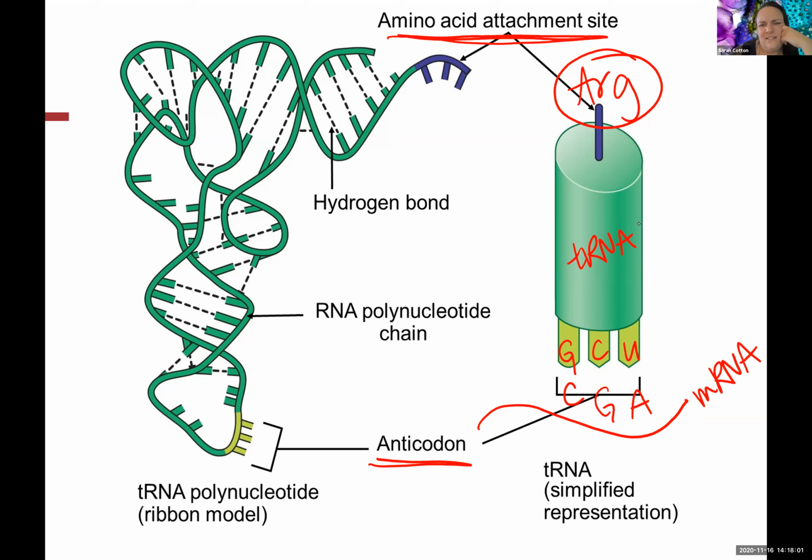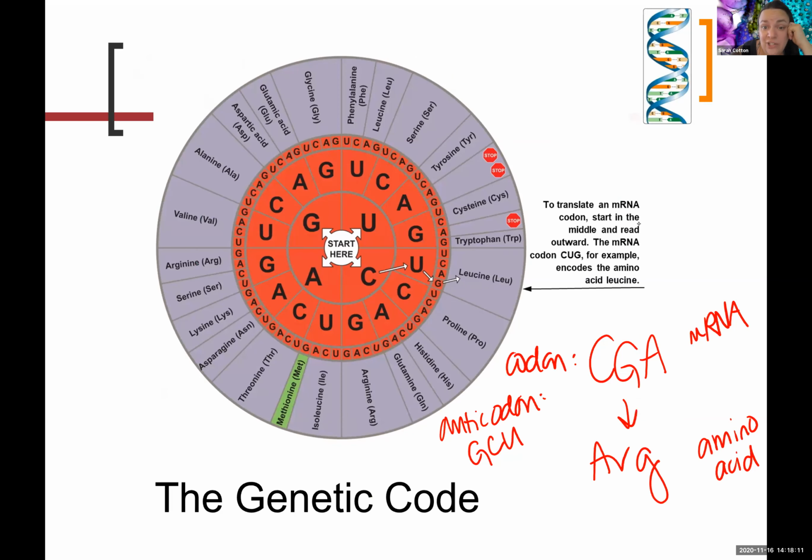Does that make sense? I hope so. So the anticodon is what matches up with the codon. And what these tables are useful for is telling you, if you have this codon in the mRNA, this is the amino acid you're going to get. Okay. All right.